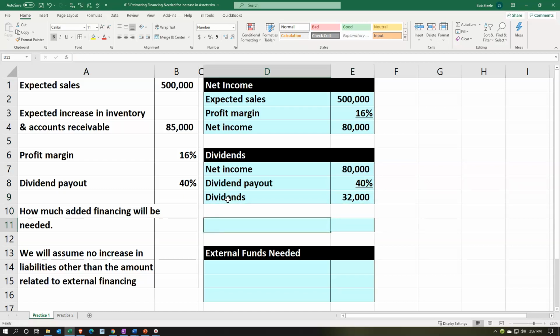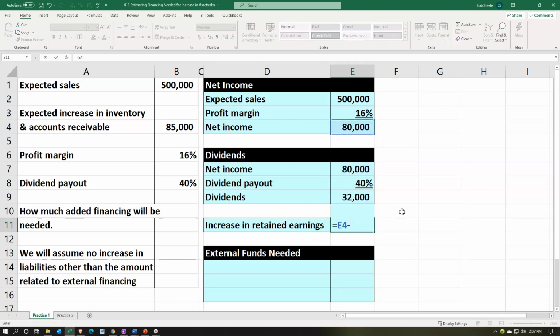So we have the net income minus the dividends is going to give us the increase in retained earnings, the earnings that we are retaining. So we're going to say we've retained the earnings. This is going to be equal to the 80,000 minus the dividends we're going to be paying out. That means that there's going to be a net increase in basically equity. So that's going to be part of the financing.